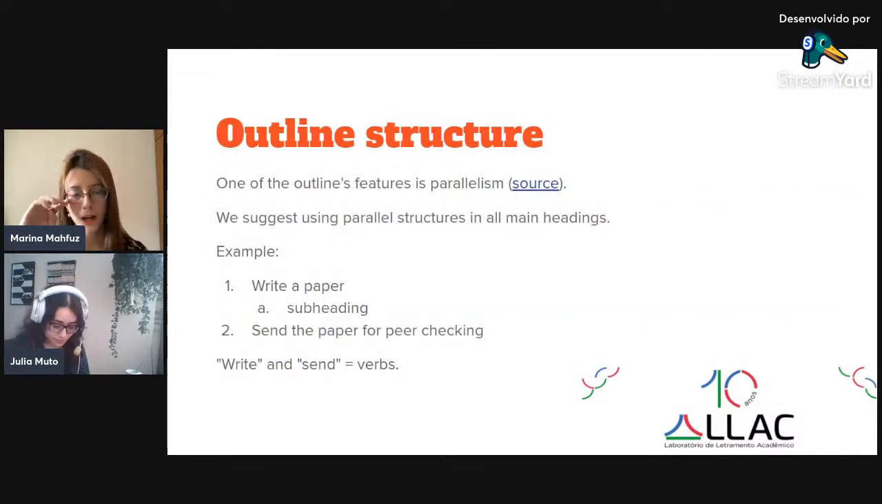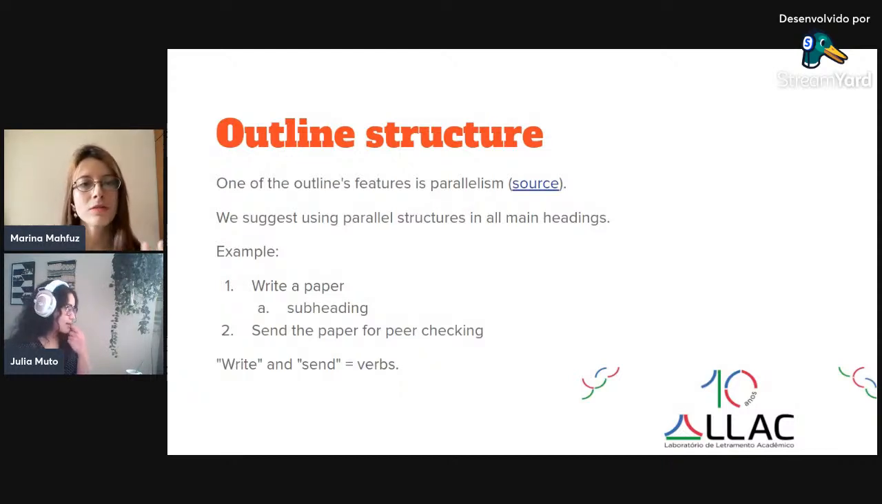Yeah. So let's start with the first example, because one of the outline's features is parallelism. And what is that? Basically, we use parallel structures in all the main headings or the main topics. For example, this is a fictitious outline. So the first topic is write a paper. The second topic is send the paper for peer checking.